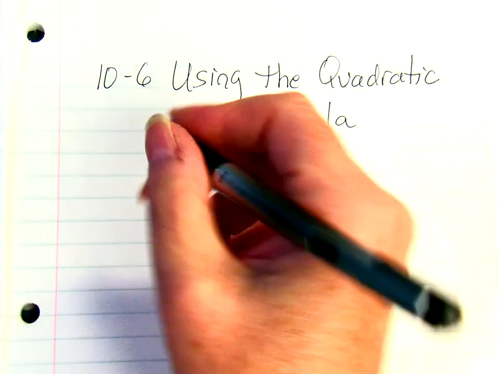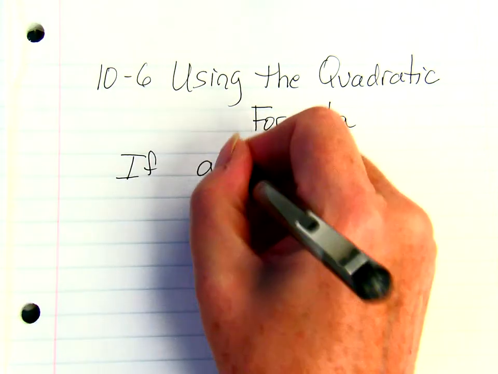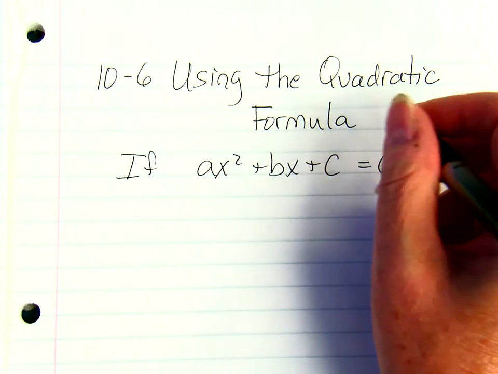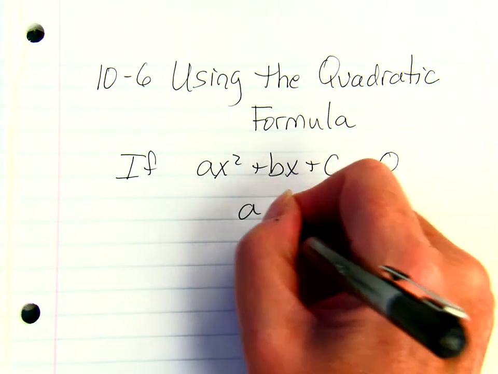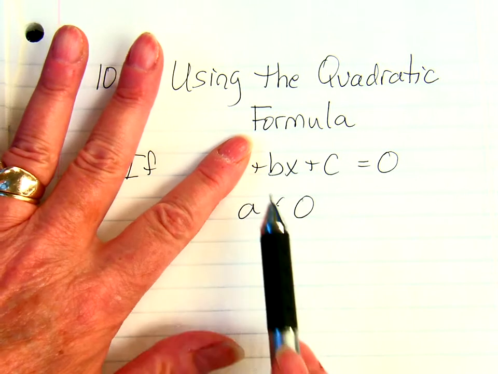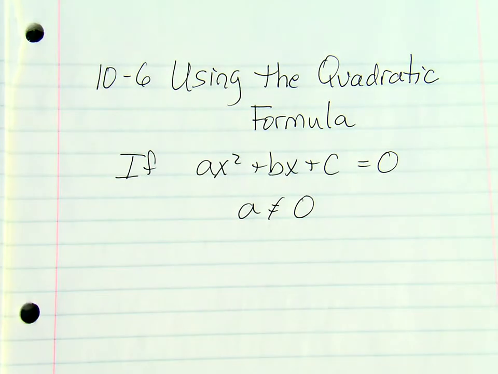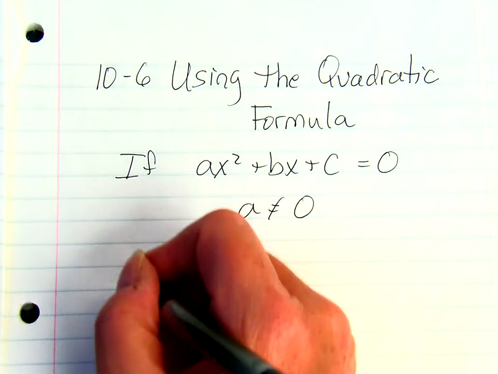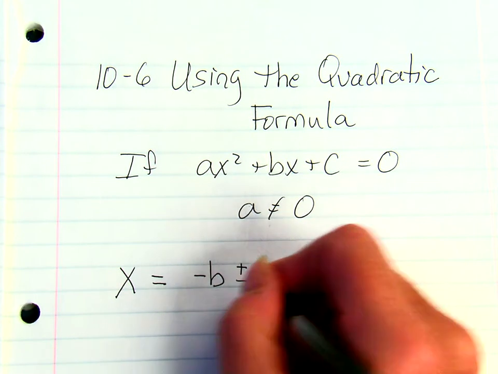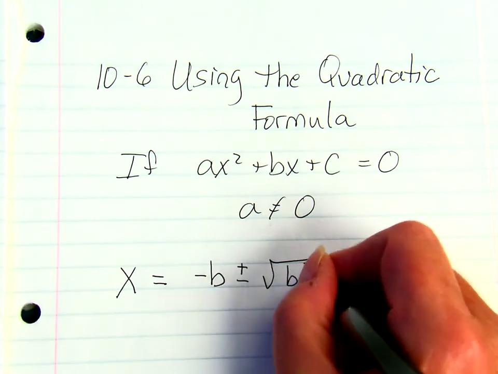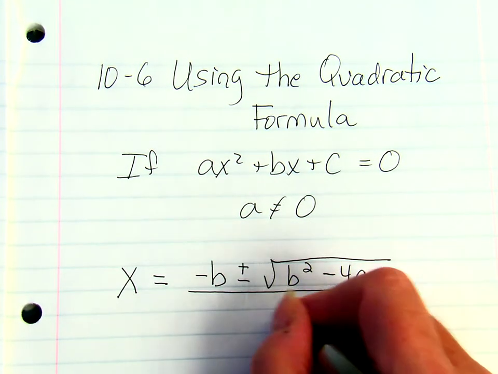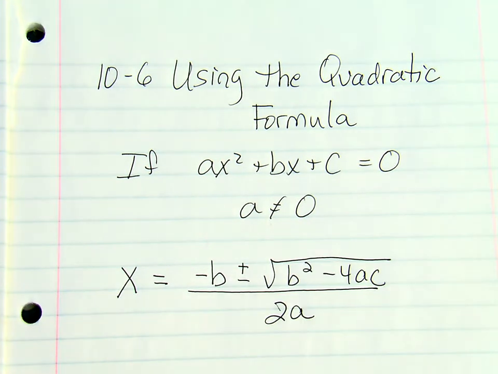Quite simply, of course, let's start with if ax squared plus bx plus c equals 0, and a does not equal 0. Always very important that a can't equal 0, because then your x is gone and then you're really looking at a linear equation. Then x is equal to negative b plus or minus the square root of b squared minus 4ac over 2a. And there it is.